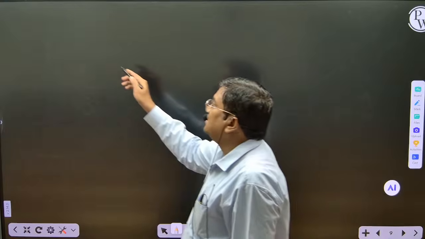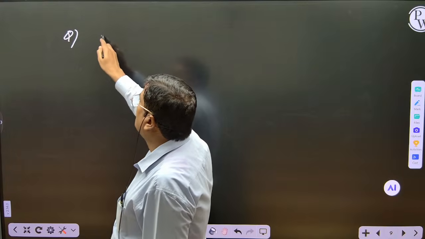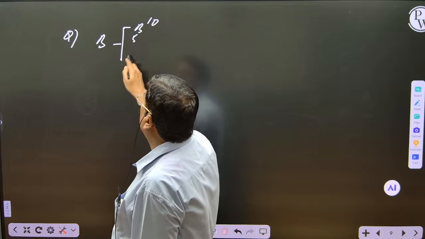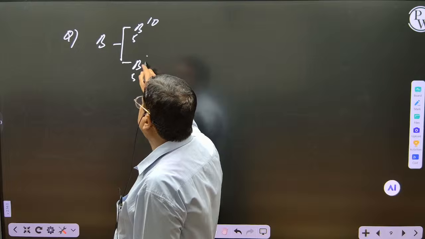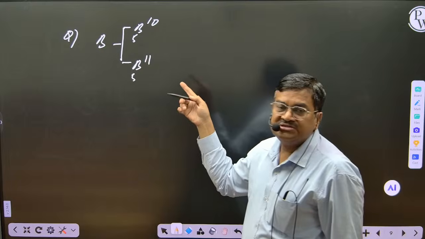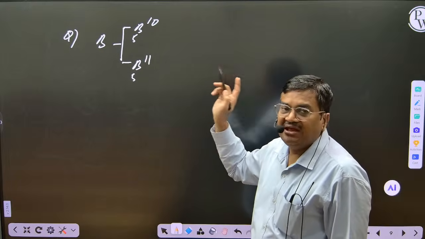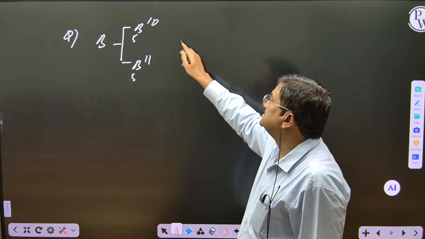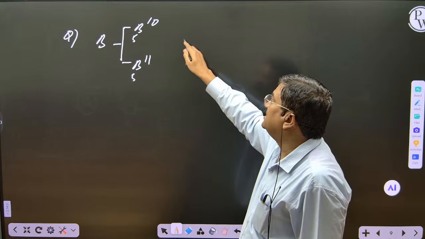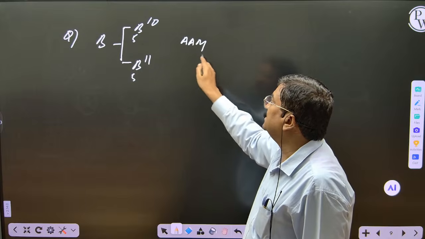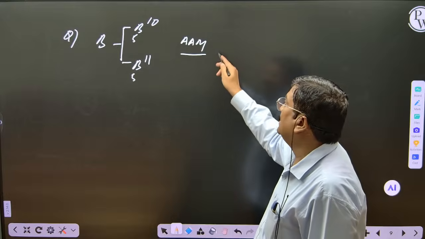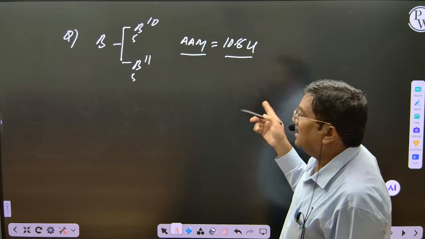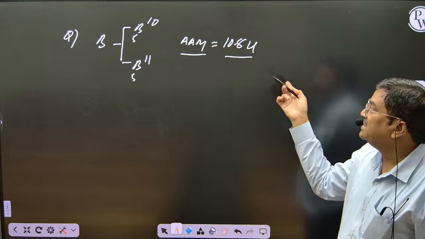Now write one more question. You know boron. Boron has two isotopes. One is B-10, another is B-11. So in the exam they give you the isotopes and its average atomic mass. See, what average atomic mass is given? Its mass is given 10.8 u. The average atomic mass of boron has been given.